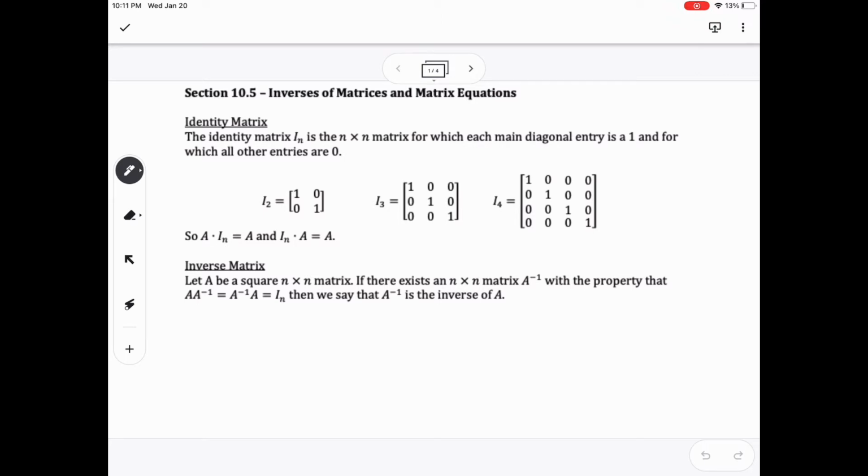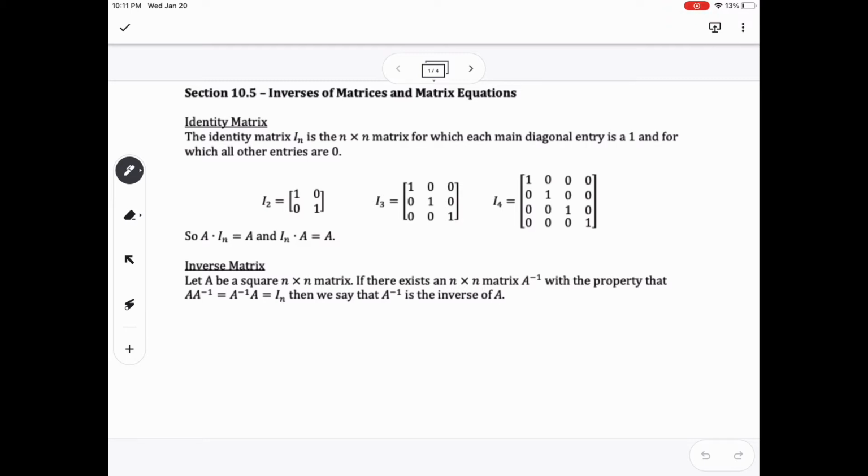So when they say main diagonal, that means starting from the top left and working all the way down to the bottom right. So all those entries are 1, and then everything else is a 0. And being an n by n matrix means you have the same number of rows as you do columns. For identities, you would be able to multiply any matrix by an identity to get that matrix back.